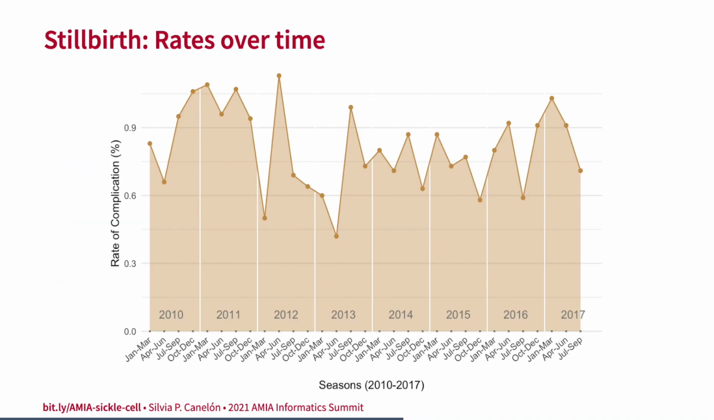This slide shows the rates of stillbirth over time, where on the left-hand side, we start with January of 2010, or the period from January to March, and then on the right-hand side, we end at 2017. So we see that there is ups and downs over time, nothing in particular that stands out a lot.